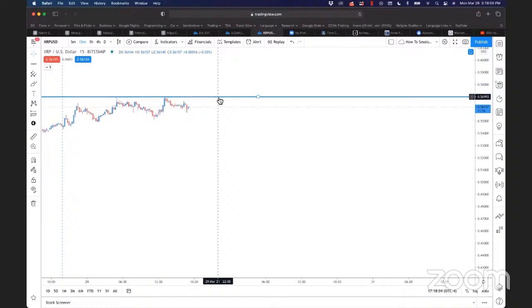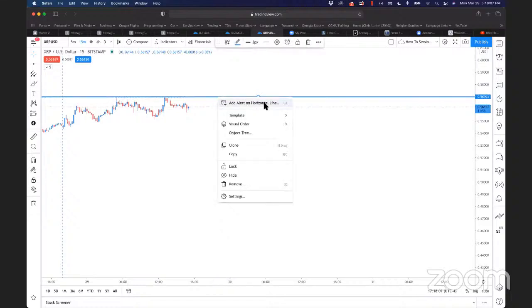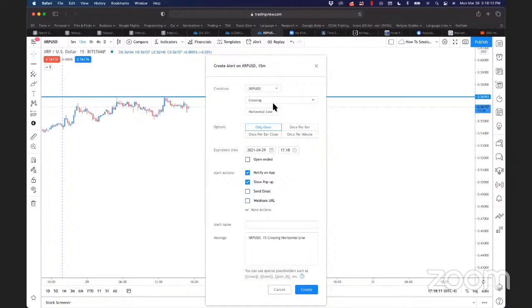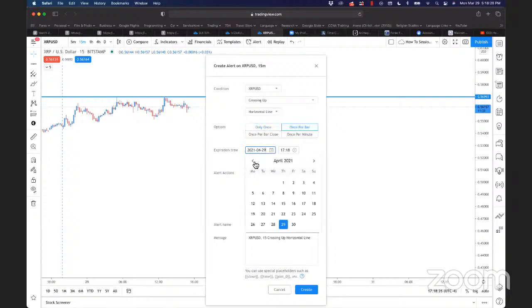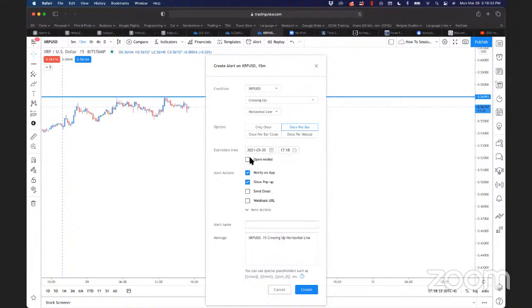So when I right click on this, I can add the alert on the horizontal line, right? If I'm looking for a buy, I usually do crossing up, so that way I know that it's actually going above the line. And then I'll do once per bar, set an expiration date and time. If I'm expecting this to happen within the first day or between now and tomorrow, I'm going to set it here, and then give it a date and time. And then also I'm going to add a note or a message right here, so that way I can have some kind of explanation of what I'm looking for.